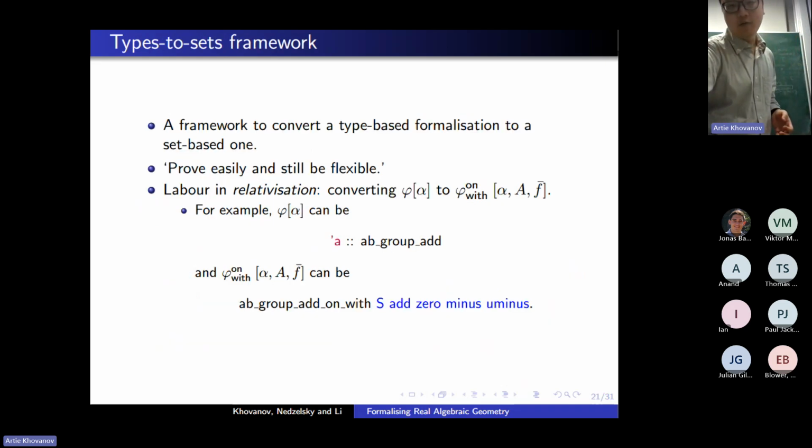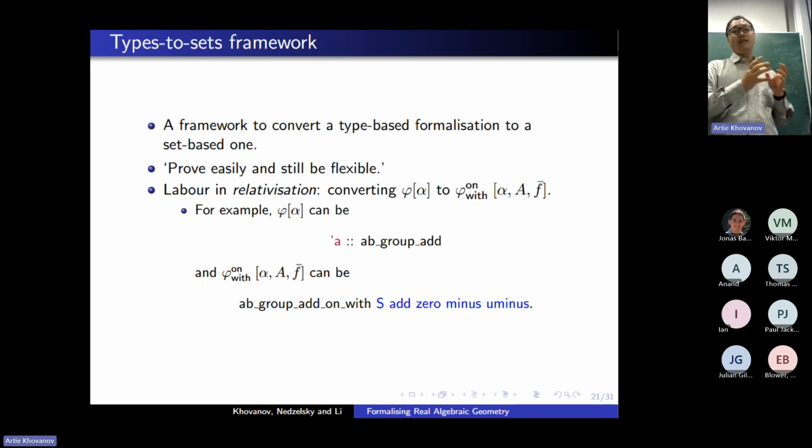So what do we have in Isabelle? It's very recent. There's a framework called types2set, and the idea of this framework is to have the benefit of both worlds. We want the conciseness and the automation of the type-based world, and also the flexibility of the set-based world. It's a framework to convert a type-based formalization to a set-based one. The motto of this framework is prove easily and still be flexible.